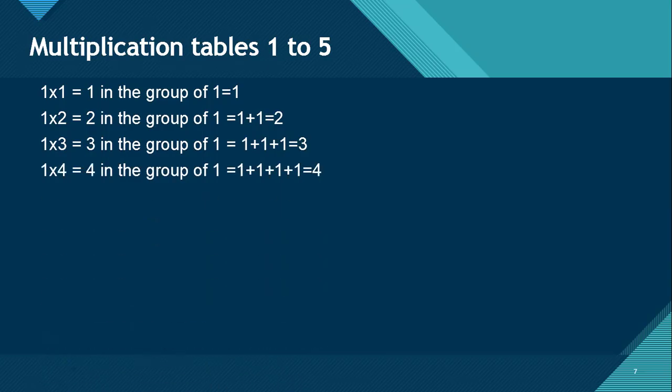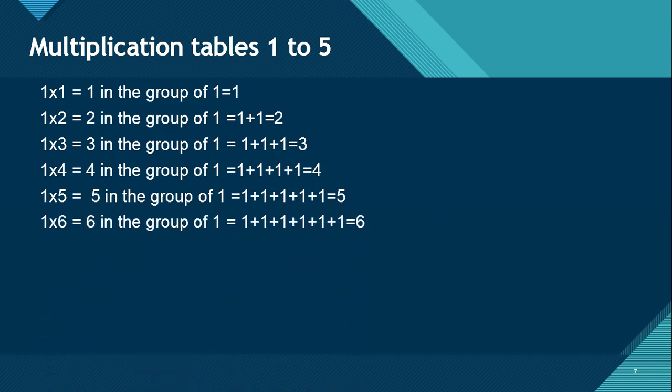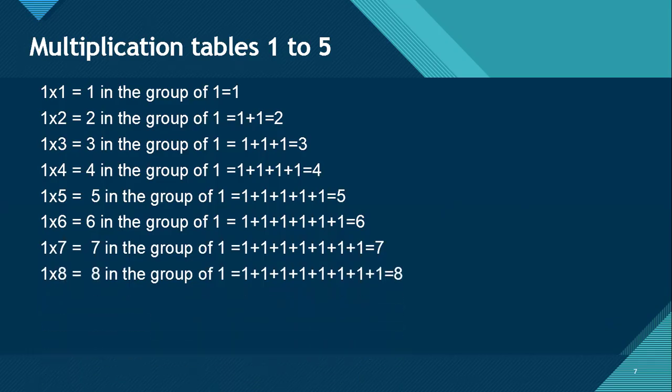Then 1 multiplied by 4, that is a 4 in the group of 1, that is 1 plus 1 plus 1, 4 times, that will be the 4. Then 1 multiplied by 5, addition of 1, 5 times, that will be the 5. 1 multiplied by 6, similarly addition of 1, 6 times, that will be the 6. Then 1 multiplied by 7, addition of 1, 7 times, that will be the 7.